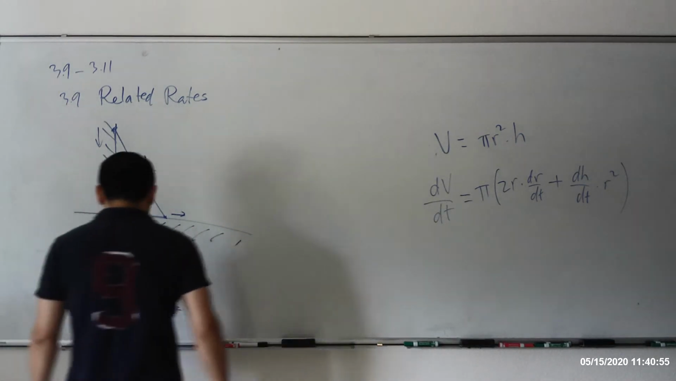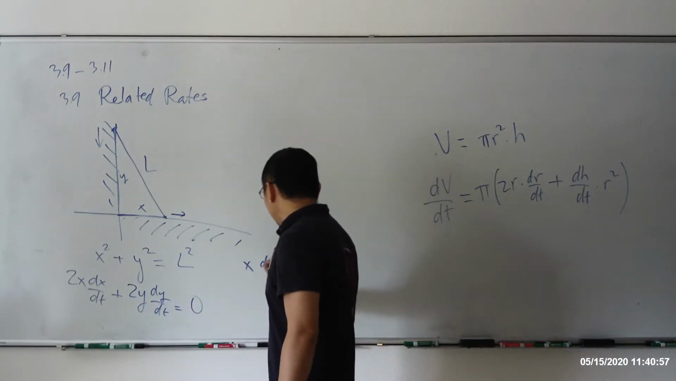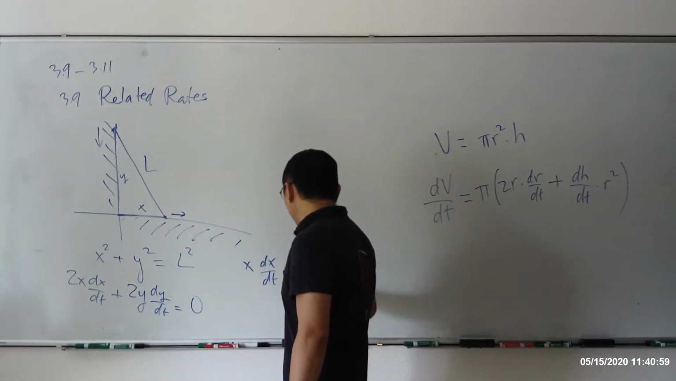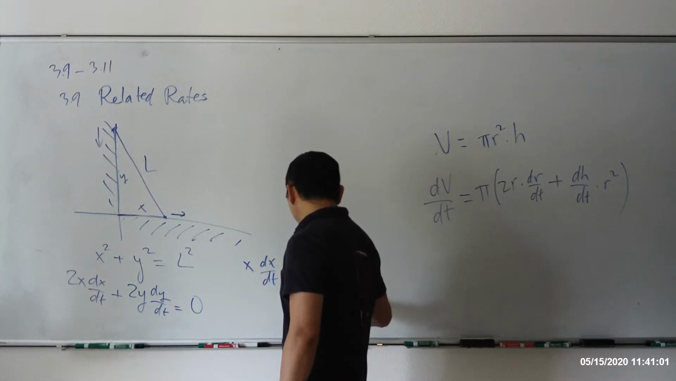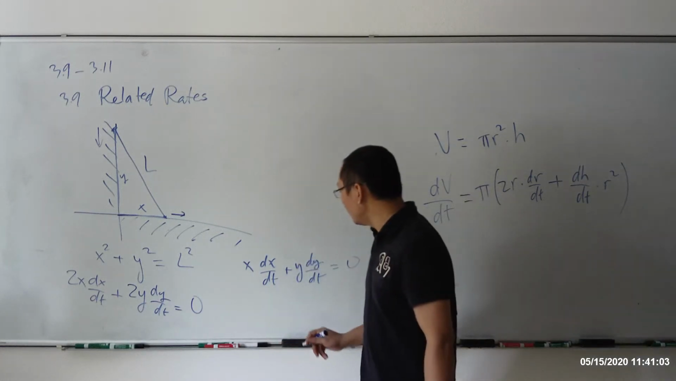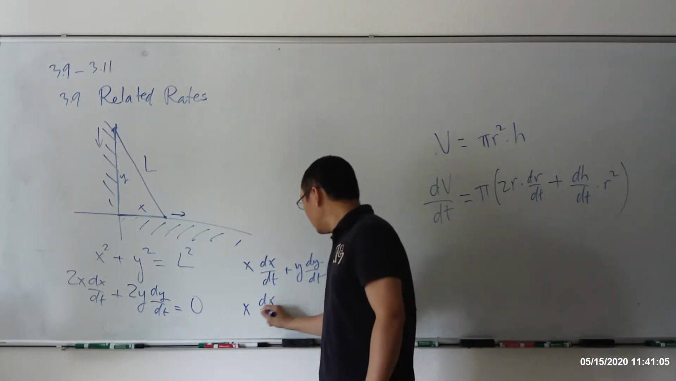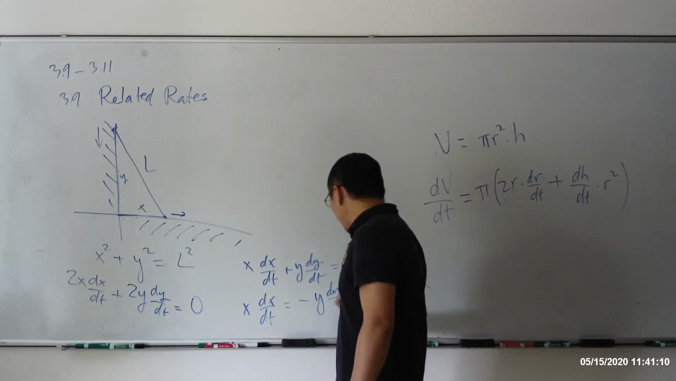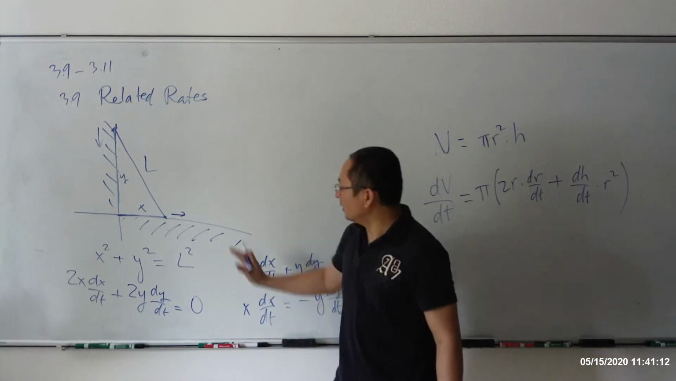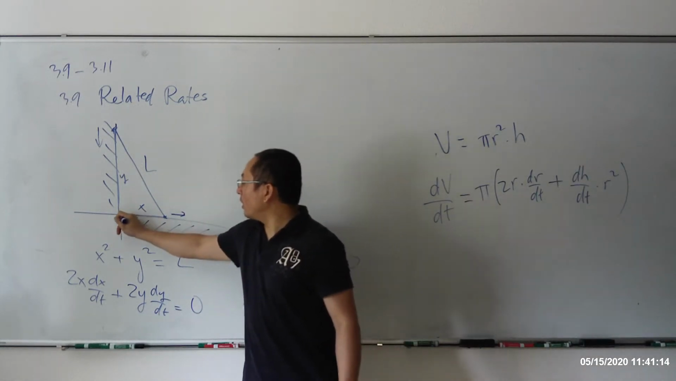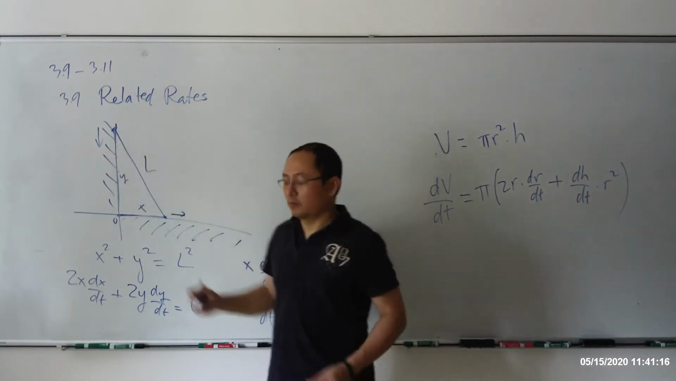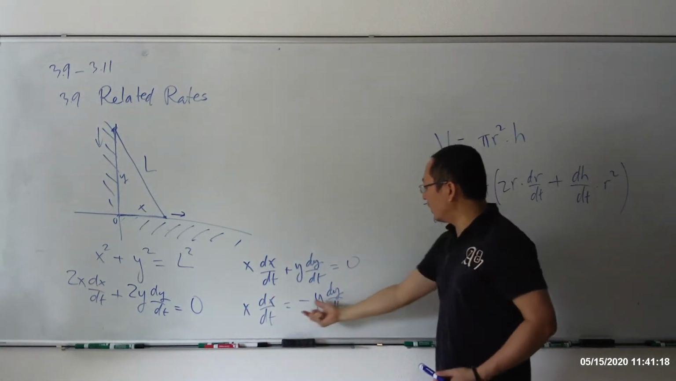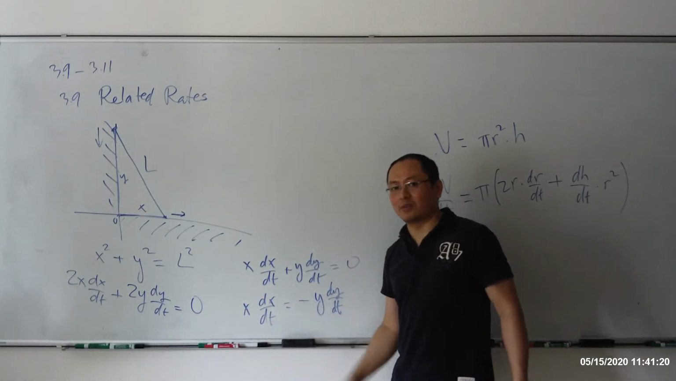Divide both sides by 2, and you get x dx over dt plus y dy over dt is equal to 0. In other words, x dx over dt is equal to negative y dy over dt. But x is moving far away from the origin, while y is moving closer to the origin. They move in opposite directions. That's why you have a negative sign right there.